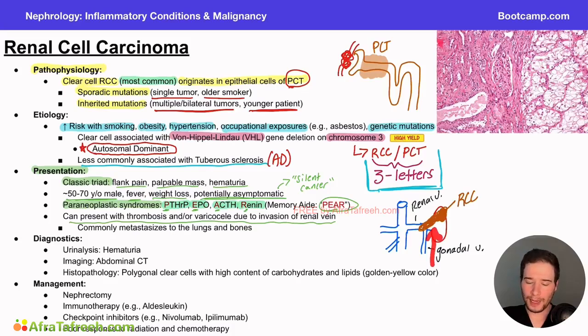What happens is we then get venous dilation, and venous dilation leads to a varicocele of that vein because we have an obstruction. Now we have a pressure system that is out of whack.